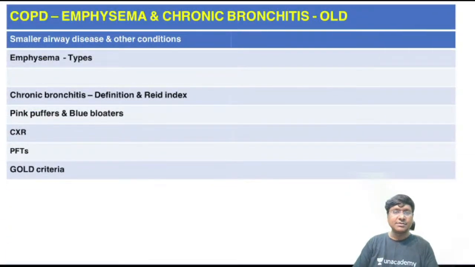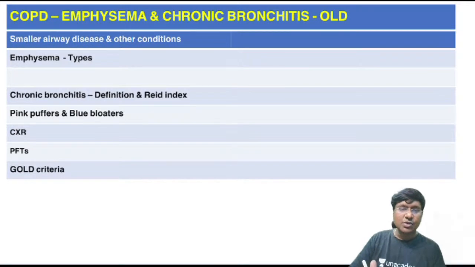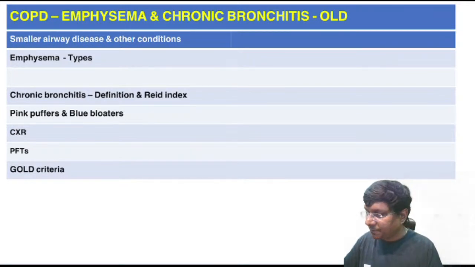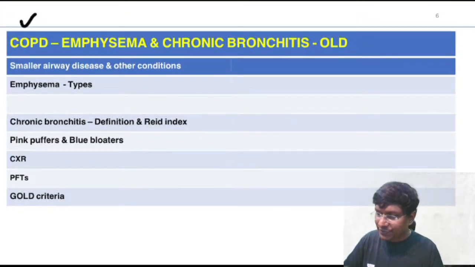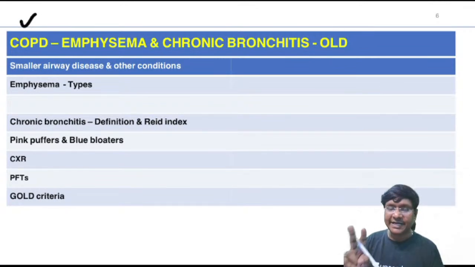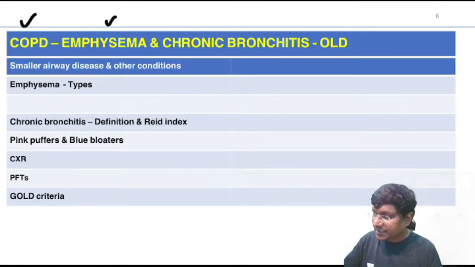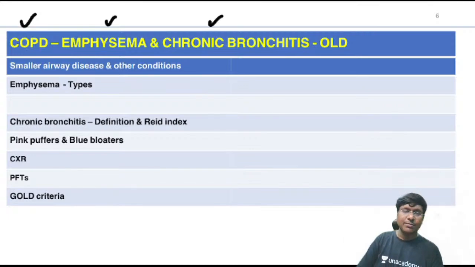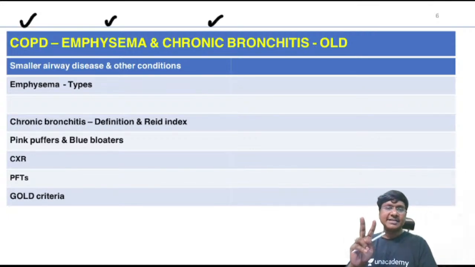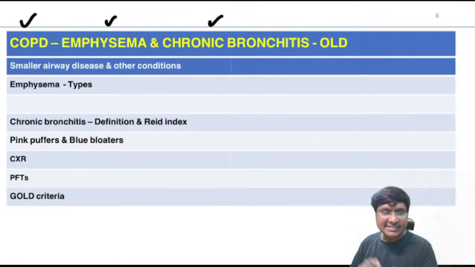Now, let me discuss the obstructive lung diseases. Among the obstructive lung diseases, one of the very important ones will be COPD, chronic obstructive pulmonary disease. There are two subtypes of COPD. One is emphysema, the other one is chronic bronchitis. And this COPD is a disorder of the smaller airway.